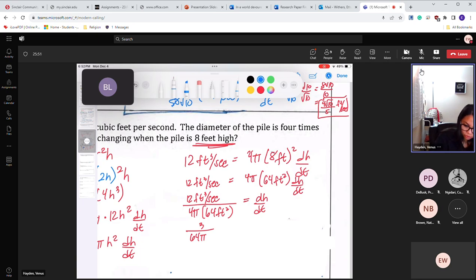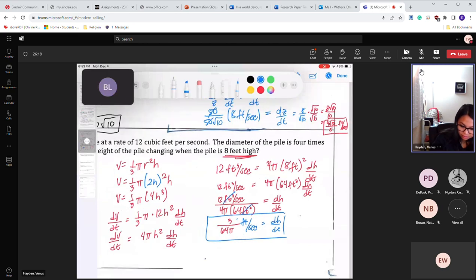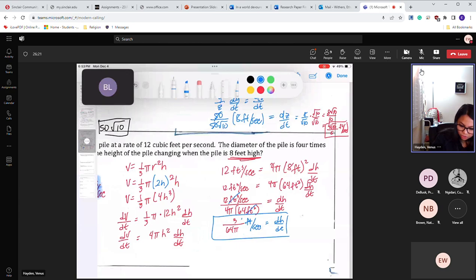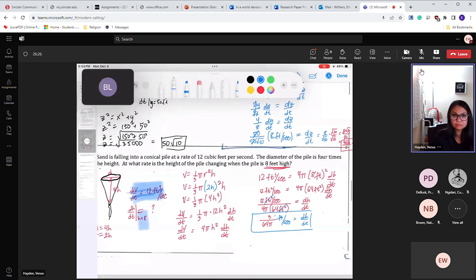And then we have the cubic feet over square feet. That gives us just feet per second, which is your dh/dt. You can plug it in as a decimal if you want, depending on the multiple choice that was given to us. So that is the rate of the height as the pile is changing, when the height is 8 feet.